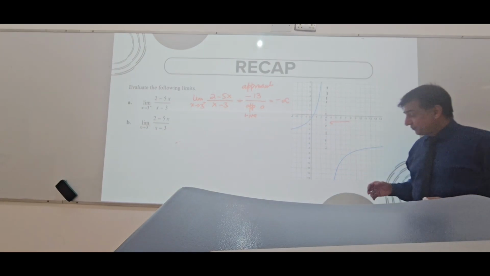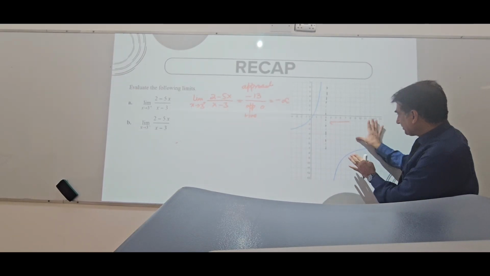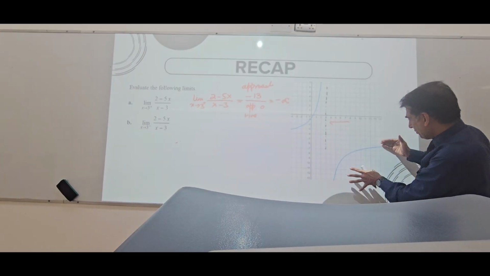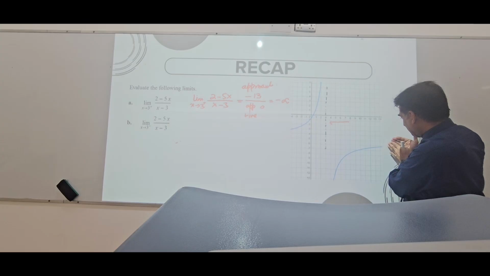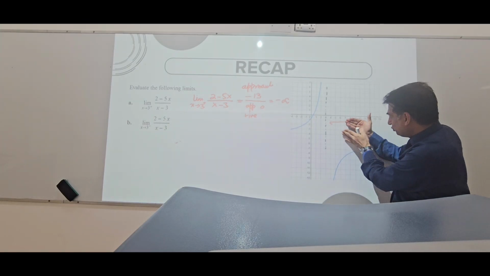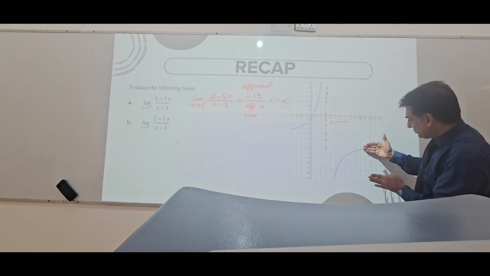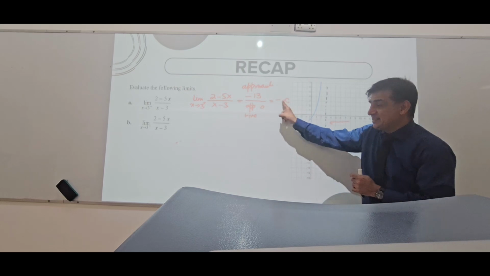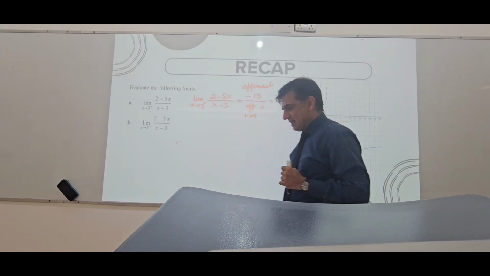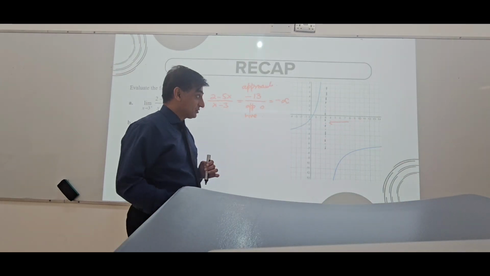I've already drawn the graph for you. See, on the positive side, so we are talking about this side, look, when the x value is going towards 3, the y value is going towards negative infinity. That basically verifies the result that we just got.